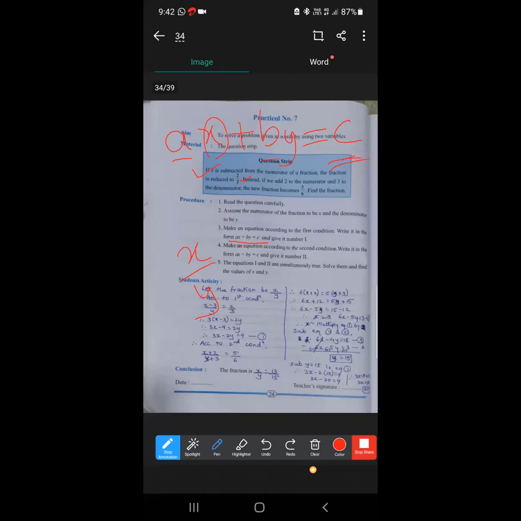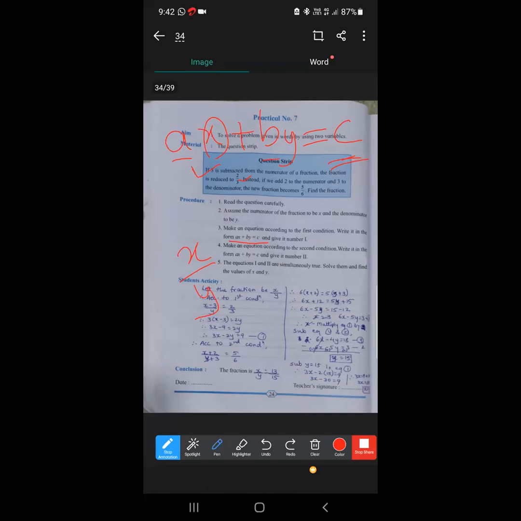So first of all, whatever the first condition is given, you have to frame the equation. After framing the equation, check whether it is in the standard form or not, and then give that equation as 1. Fourth step is what? Whatever the second condition is given, using that condition, frame the second equation, arrange it in the standard form and give the number as 2. The equations 1 and 2 are simultaneously true. Solve them and find the values of x and y.